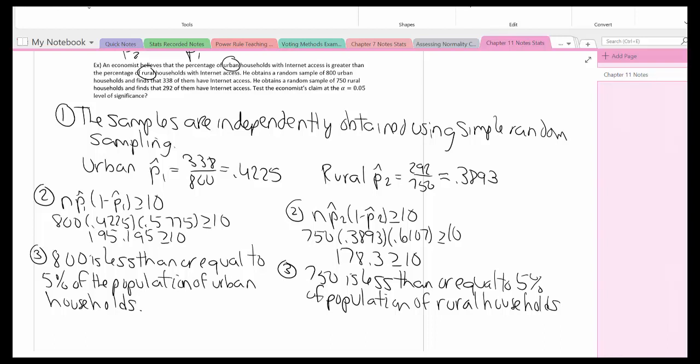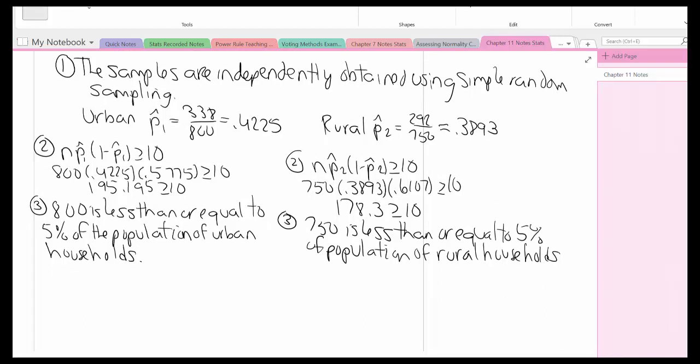Okay, so we need to check n times P hat 2 times 1 minus P hat 2 is greater than or equal to 10, which it is. And 750 is less than or equal to 5% of the population of rural households. Great. Now that the conditions have been met, we need to write the null and the alternative hypotheses.